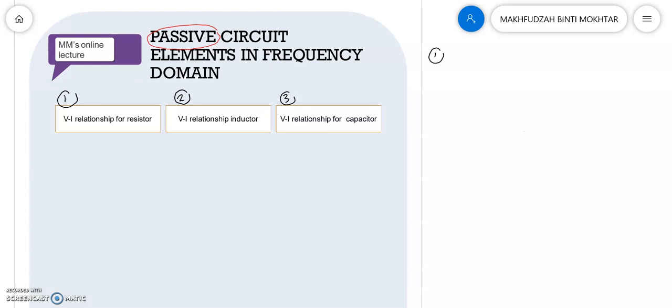First of all, when we want to talk about the VI relationship for resistor, we can imagine that we have a resistor here with the plus and minus, and the current will flow from the plus to the negative. Then we will have the voltage here, and this is the value of the resistor. Let's say the current flowing through this is I equals Im cos(omega t plus theta I).